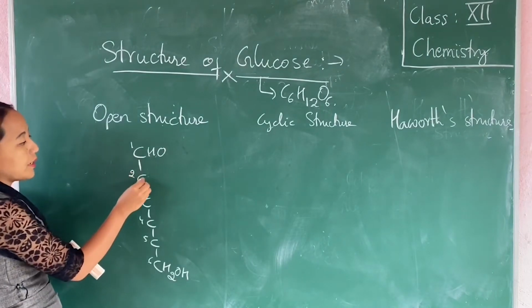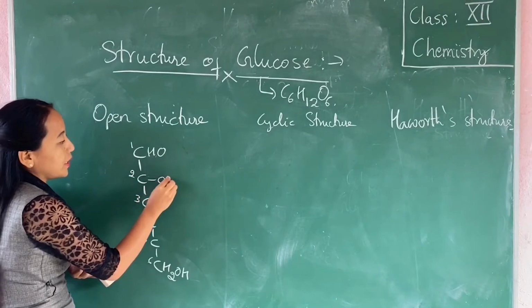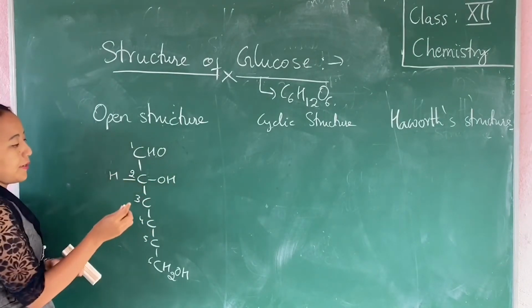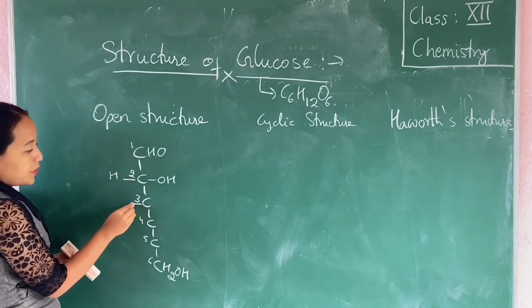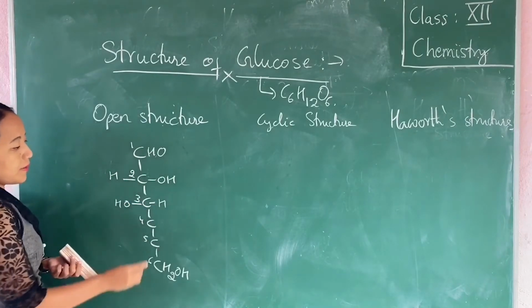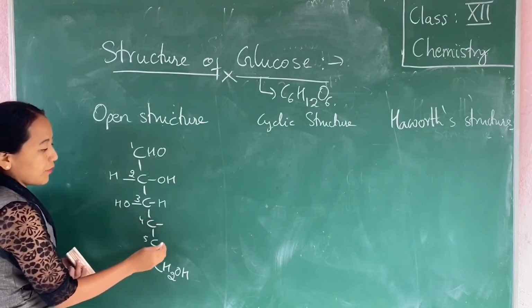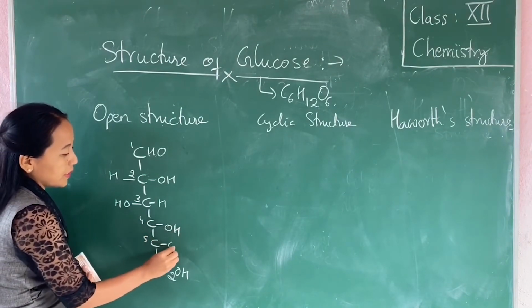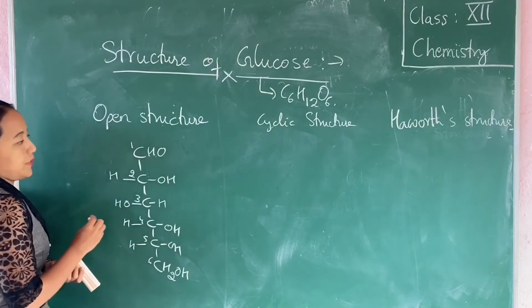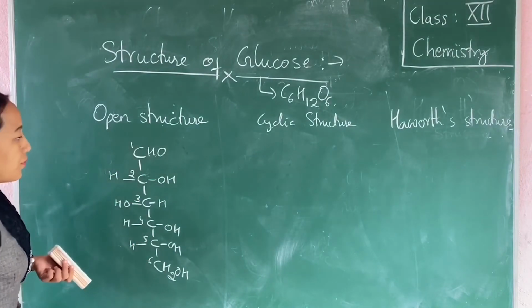Now on the second carbon atom, OH is on the right hand side, H is on the left hand side. On the third carbon, OH is on the left hand side, and then you have H on the right hand side. The fourth and fifth will have OH on the right hand side, and hydrogen on the left. This is the open structure of glucose.